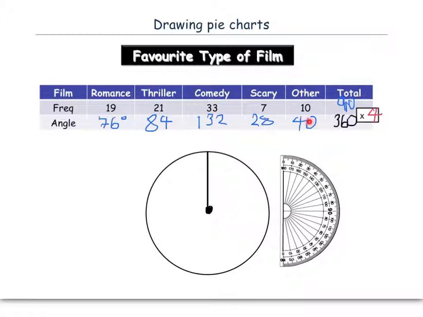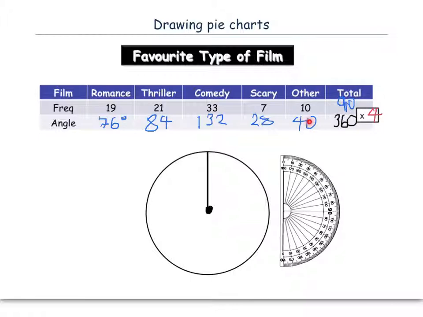Which they do. Now what we've got to do is draw each of these sections on our pie chart and make sure that we label it as we go. Now it's going to be a little bit difficult for me to do this with the angle measurer, but you'll get the idea. And make sure you always use a pencil and ruler.